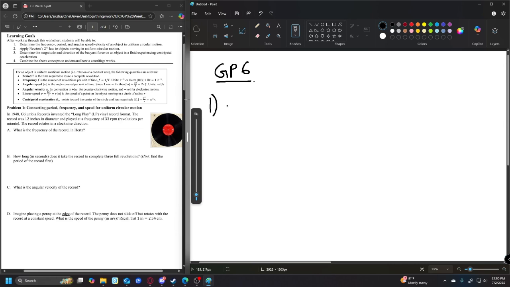It talks about a long play vinyl record format which has a diameter of 12 inches and is played at a frequency of 33 revolutions per minute.